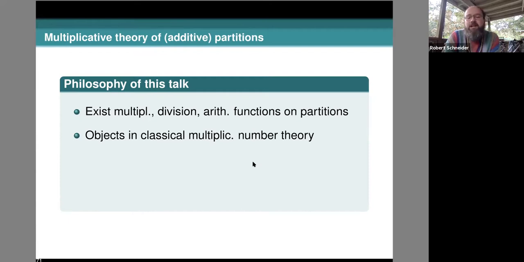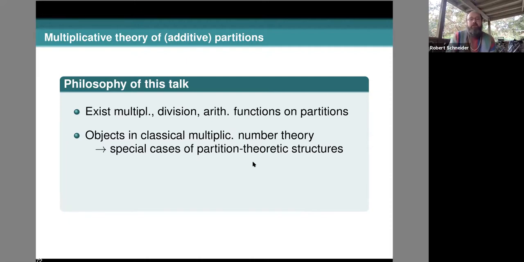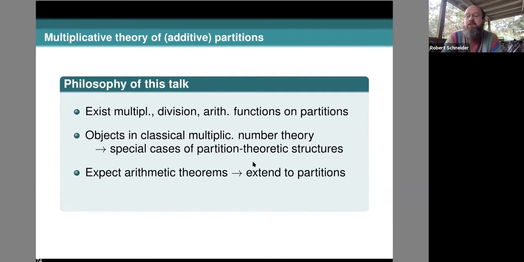Another point is that objects in classical multiplicative number theory, such as those listed above, are actually special cases of partition-theoretic structures that are vastly more general. The theorems that we know are one out of an infinitude of parallel number theories, the special case where we're just looking at prime partitions. Also, we expect arithmetic theorems from classical number theory to extend to partitions. We should be able to see new partition theorems coming from old number, or not old, they're always new, they're always fresh, but from classical number theoretic principles.